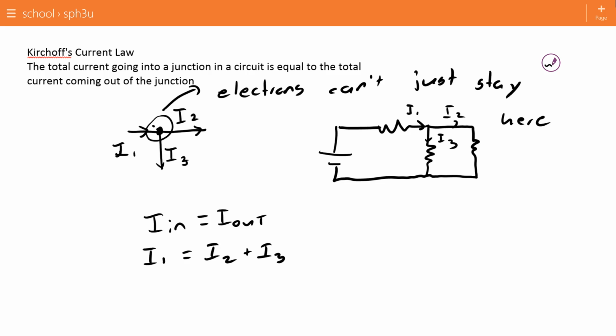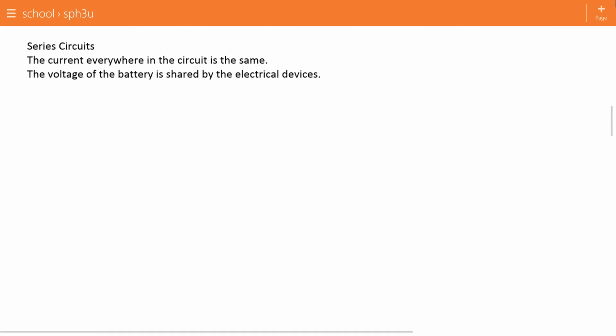So how can we apply these two things? Well, we're going to start with the simple series circuit, and then we'll work with the parallel. The series is actually the harder one, but we'll start with it anyway.